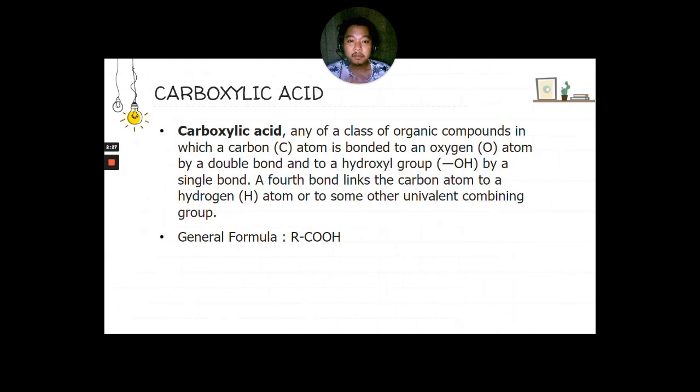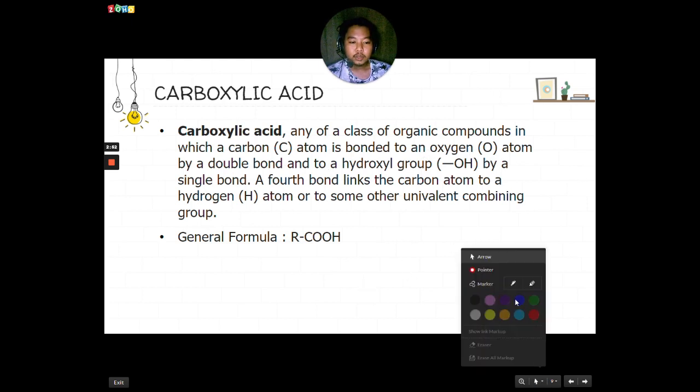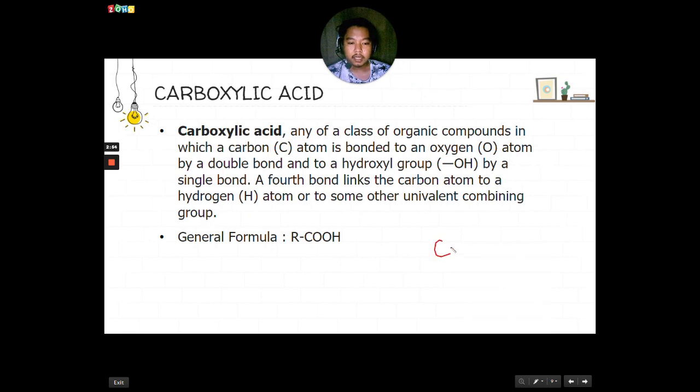So, let's first define what a carboxylic acid is. Maybe you have heard of it on your medicines, on your vitamins, or somewhere. Maybe you're familiar with the term carboxylic acid. In chemistry, it's any of a class of organic compounds in which a carbon atom is bonded to an oxygen by a double bond. So a carbon double bonded to an oxygen. This is how it looks like: a carbon double bonded to an oxygen and to a hydroxyl group. So this is how it will look.